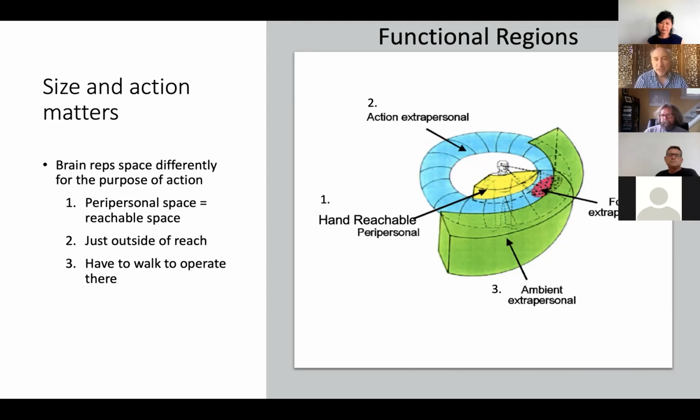So here is an idea of these different spaces. Here's peripersonal space for my arms. They're not including kicking here. This is outside of my immediate reach, but if I lean forward, I can reach it. So it's treated as extrapersonal, but it still is nearby. And here you've got to actually move your legs to get to the extrapersonal space that they're calling ambient here. The key thing is this reachable part, this peripersonal reachable part.